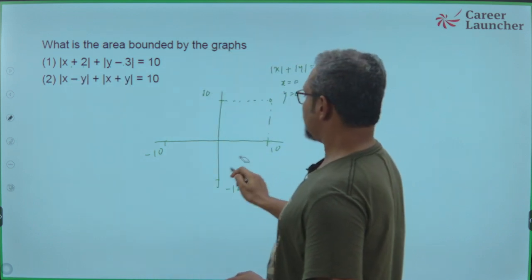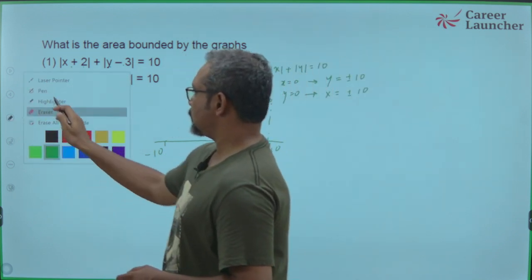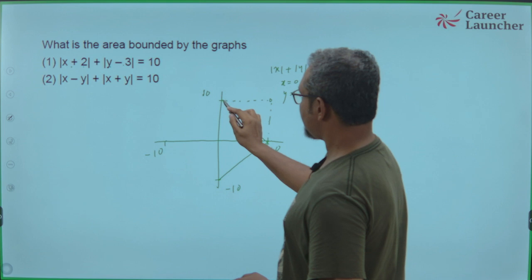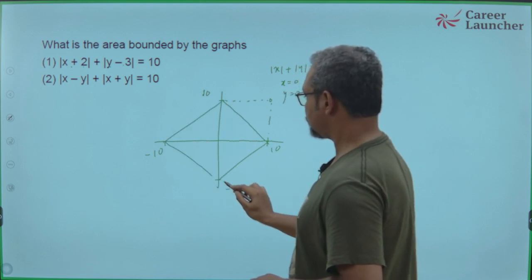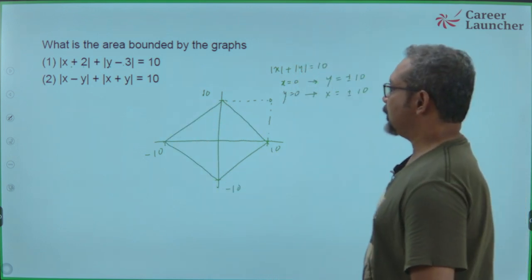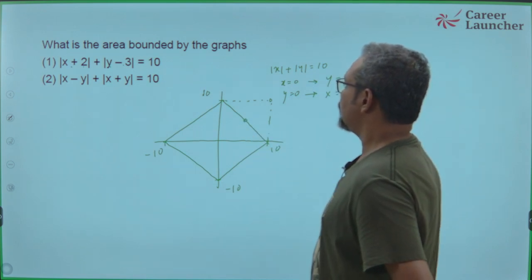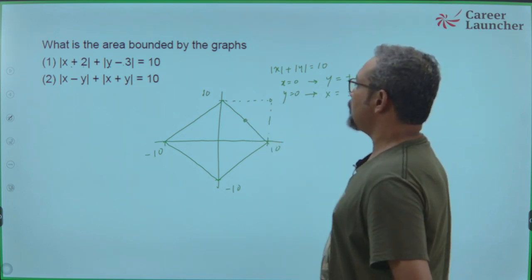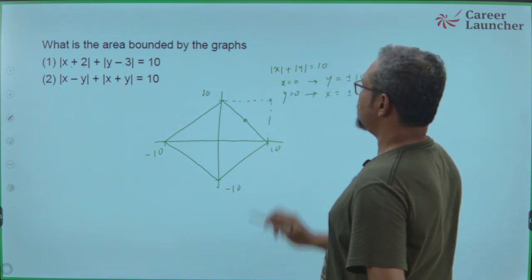Not like that, straight line. So a straight line. Any point on this will satisfy. Say for example here. So a point could be 5 comma 5. If I plug in, 5 plus 5 is 10.